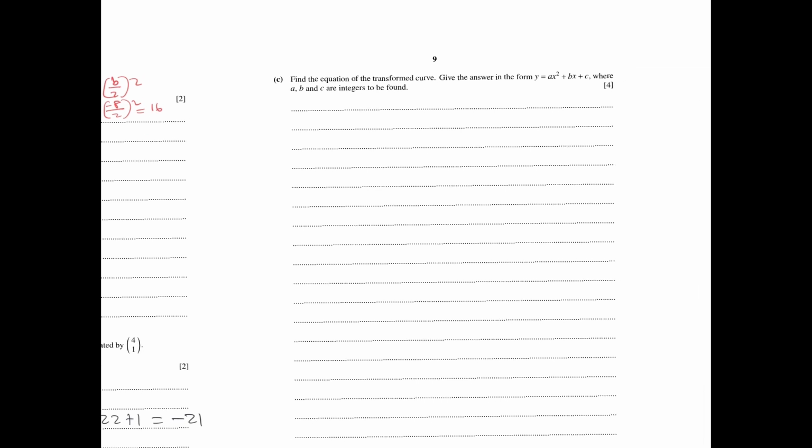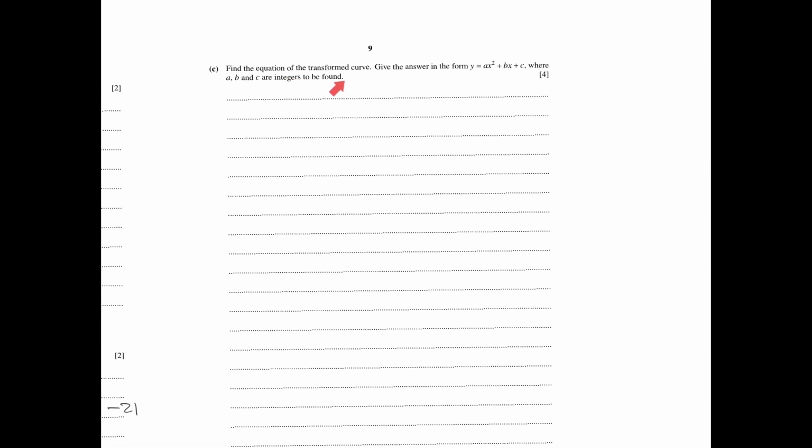All right, then moving on to the C part of the question, they are saying find the equation of the transformed curve. Give the answer in the form y is equal to ax squared plus bx plus c, where a, b, c are integers to be found. So remember, if we have a function y is equal to f of x, if it is stretched by a factor of 2 in the y direction, we are talking here of y equals 2 f of x. So let's do that stretching first, that transformation first of stretch in the y direction.